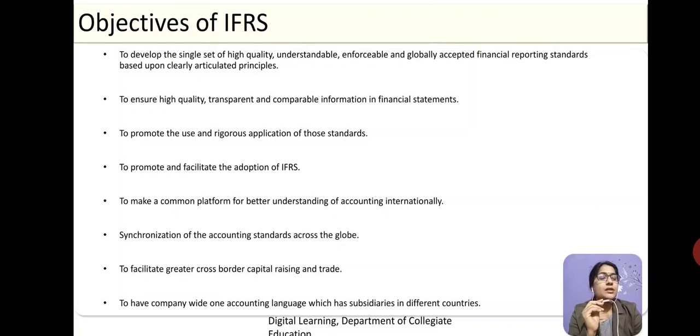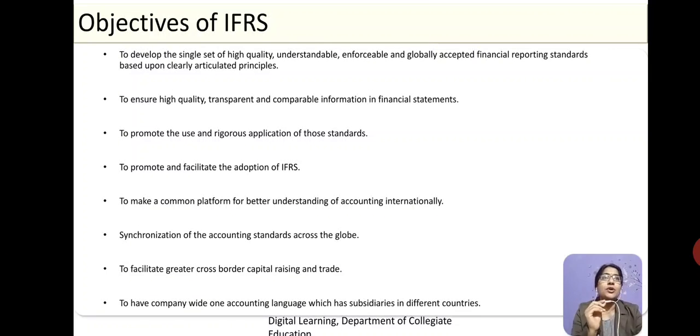Then again, it has to be transparent. It should facilitate comparison. So to have a better comparison between the financial statements of different parts of the world, in fact, we need IFRS. That's one of the important objectives. Then again, to promote the use and rigorous application of those standards, then to promote and facilitate adoption of IFRS, to make a common platform for better understanding of accounting internationally, and also to synchronize.